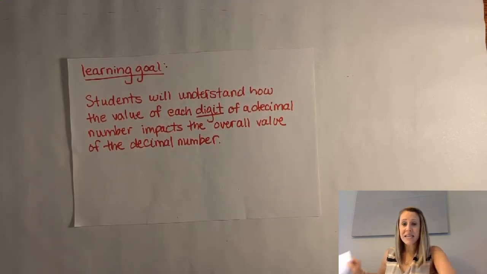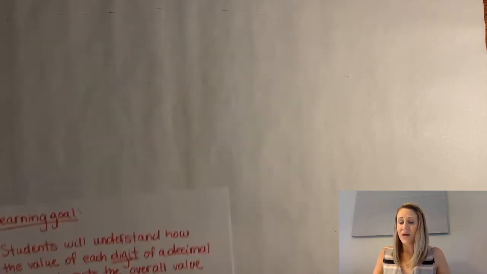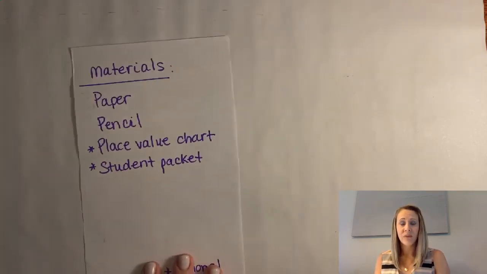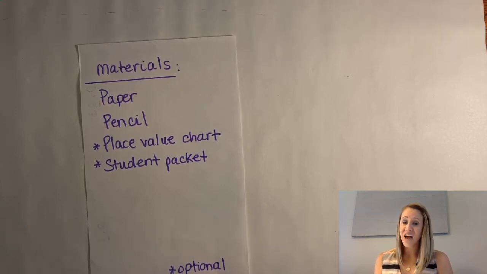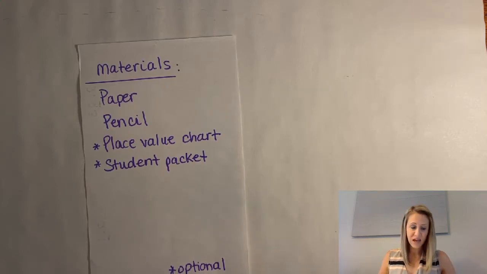For our lesson today, there's a couple materials that I would like for you to have available. Number 1, have a piece of paper and pencil so that you can work along with me as we compare decimals. Also, I found that having a place value chart is helpful for me. And also, your teacher can provide you a student packet with additional practice problems you can do once our lesson is over for today. You can do that with your teacher or another trusted adult at home.